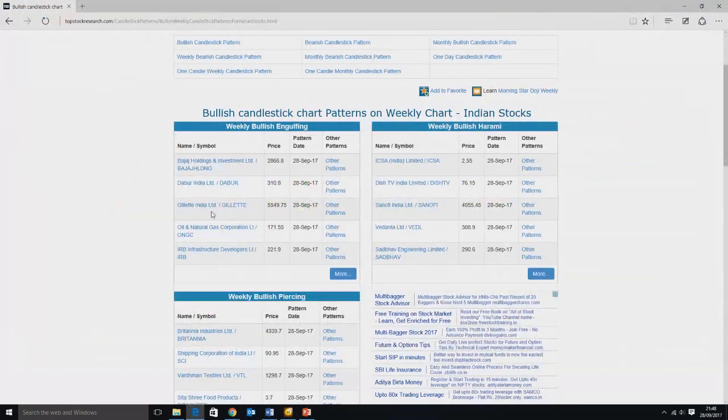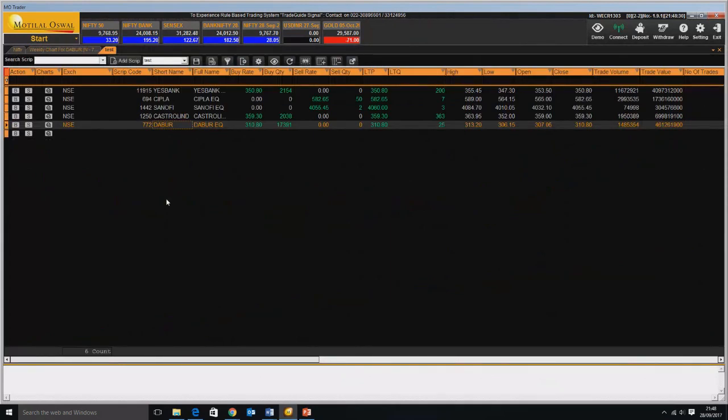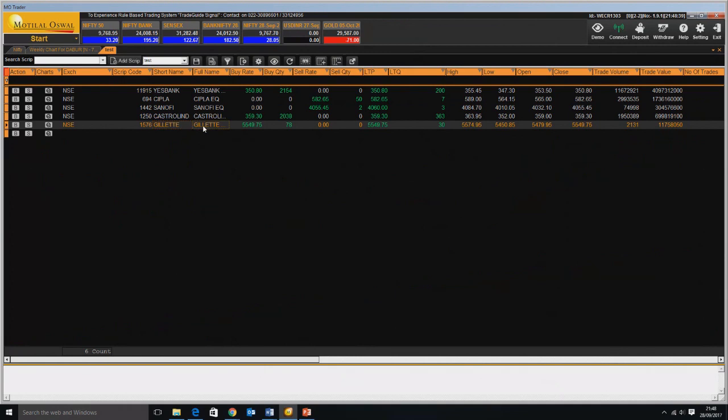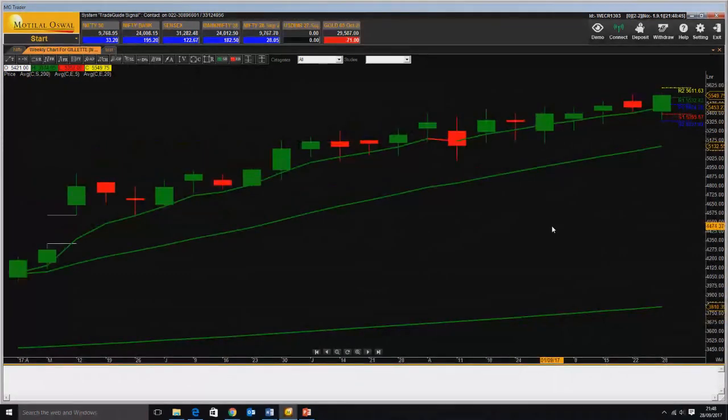Let's see another thing, which is Gillette India. So I would simply like to see now Gillette India. Gillette as an equity, and let's see what this Gillette is. Yes, this is a very good bullish engulfing pattern for me. You see here the whole body is very well submerged within the body of this green candle, and also the wicks are inside the wicks of this candle, right? So this is a very good bullish engulfing in Gillette.